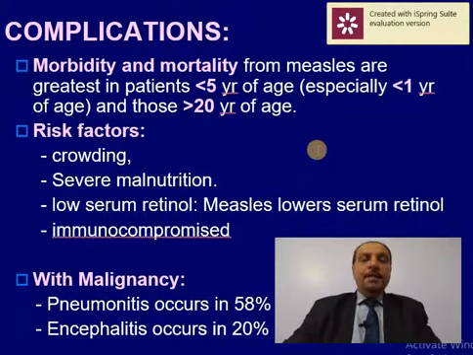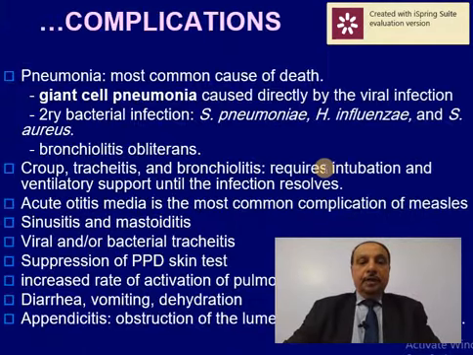The immunocompromise is a very, very important risk factor because usually the measles is very severe and can cause pneumonia or encephalitis. Again, in malignancy, pneumonitis occurs in 58% of cases, and encephalitis in about 20% of the cases. Complications of measles, pneumonia. Pneumonia is considered a leading cause of death. As we mentioned, pneumonia and encephalitis. Pneumonia, the most common cause of death. There will be giant cell pneumonia or secondary bacterial infection after pneumonia with Streptococcus pneumoniae, Haemophilus influenzae, or Staph aureus, which also can cause death.